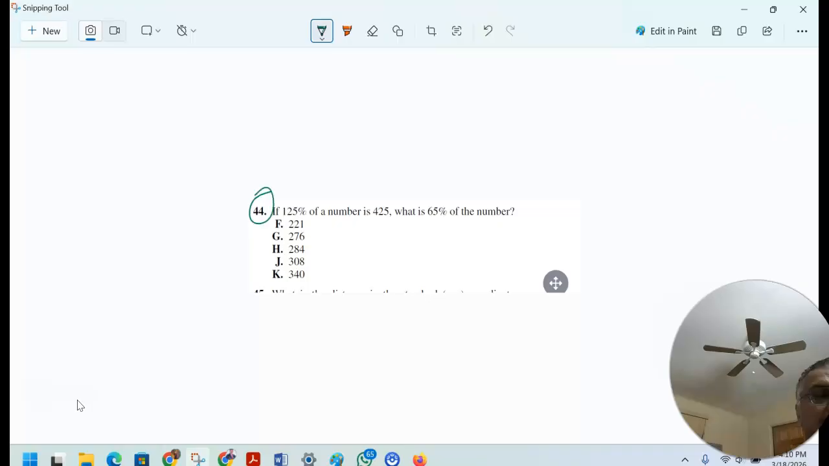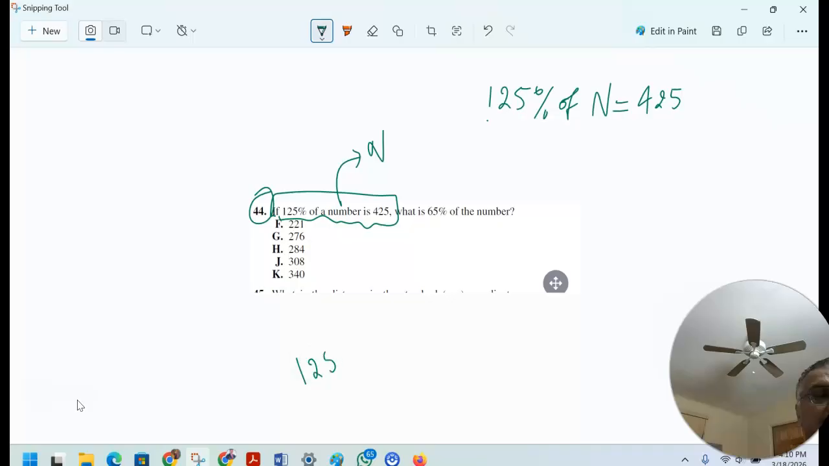So question number 44. If 125% of a number is this, so there are two pieces of information. Now, what is this number? I'll call it n. It means 125% of n is given to you as 425. 125% basically means 125 divided by 100, you take off the two zeros, it becomes 1.25. So this is 1.25 times n is 425.